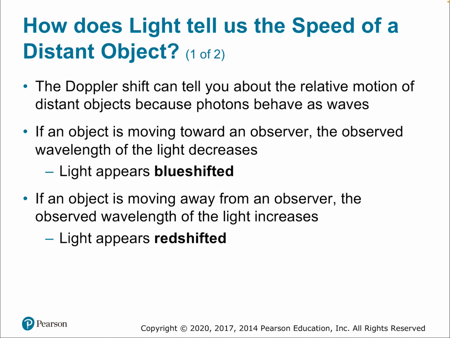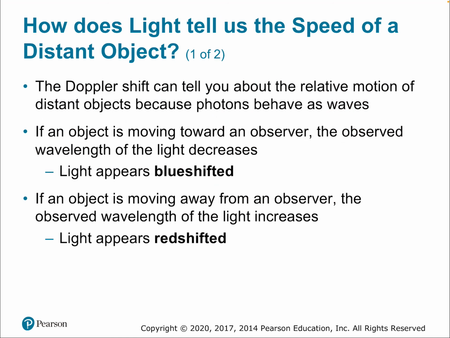So how does light tell us about the speed of a distant object? This is our last question, okay? I know it's a lot of ideas here, but this is the last amazing thing that light can do. Well, it's all based on something called the Doppler shift, which you may have heard of in reference to sound, okay? Because the Doppler shift can tell you about the relative motion of distant objects because photons behave as waves, just like sound waves. So they'll follow all the same rules.